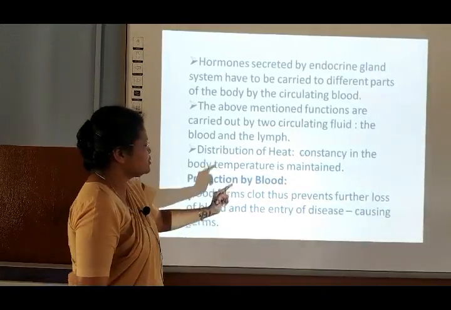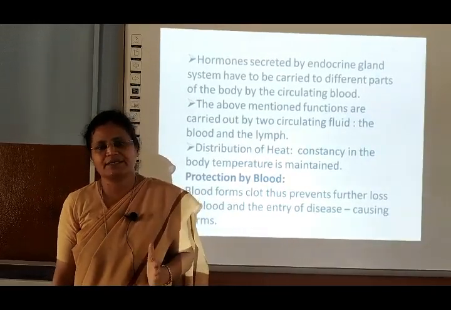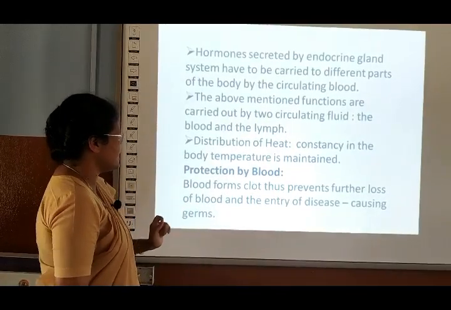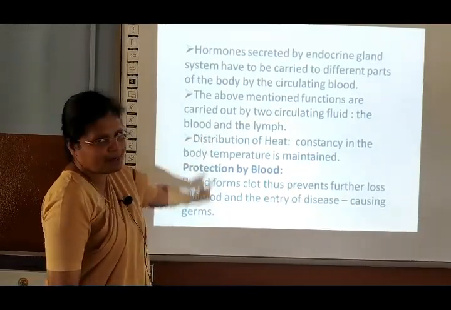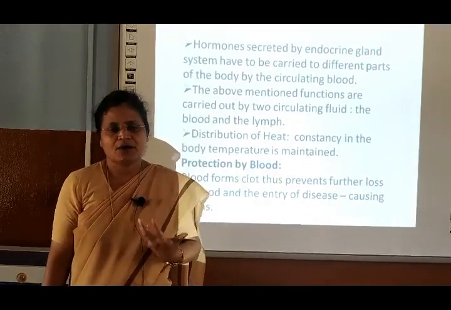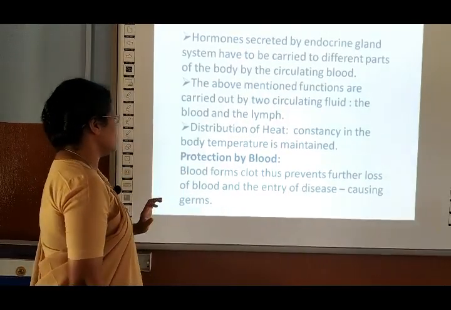Then you have the distribution of heat. Our body temperature is always maintained at 37 degrees Celsius, and that constancy in the body temperature is maintained just because of the blood, because the blood moves all along, all through our body and thus distributes the heat to different parts of our body.